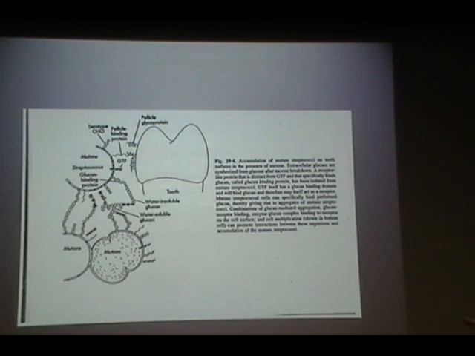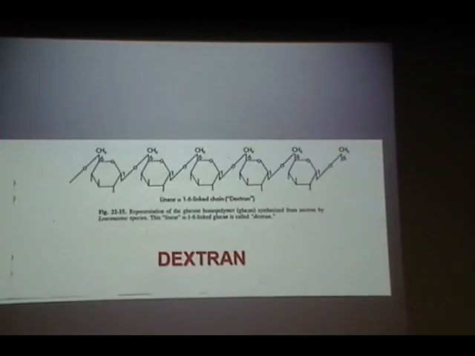So now this is important. Water-insoluble glucan versus water-soluble glucan. It's an important concept. Now how do you get to the water-insoluble versus soluble? Well, this is called dextran. And dextran is a glucan made up of alpha-1,6 linkages.